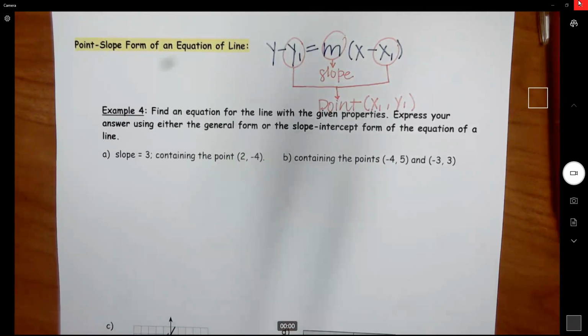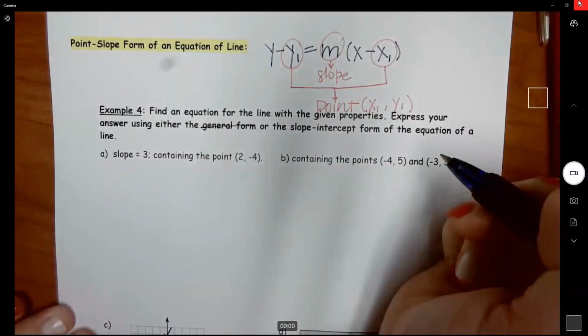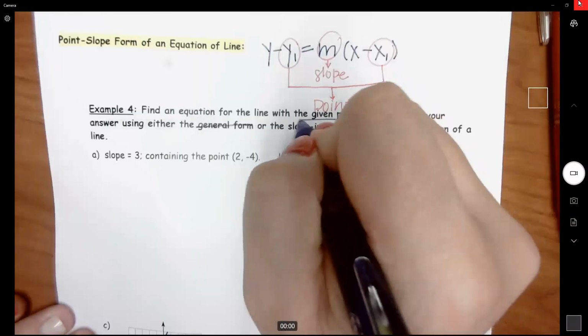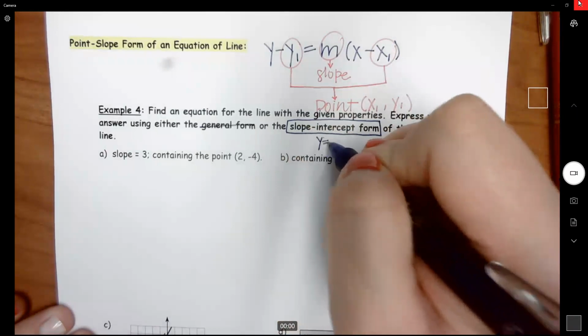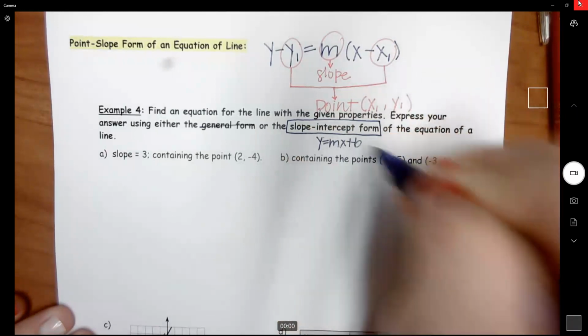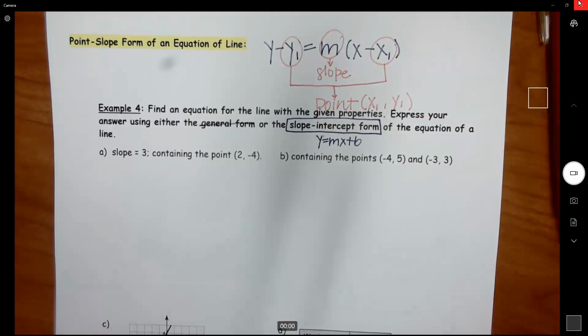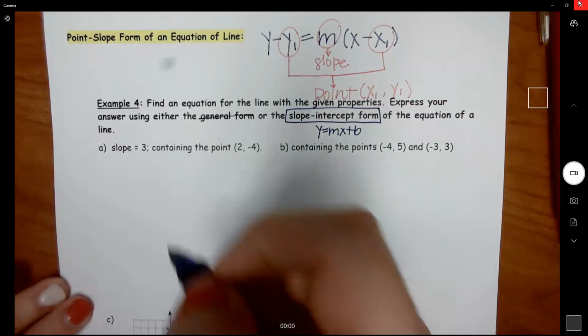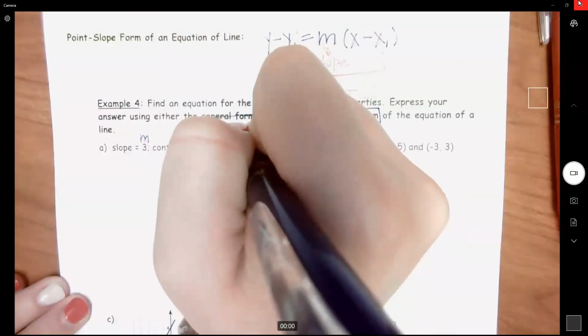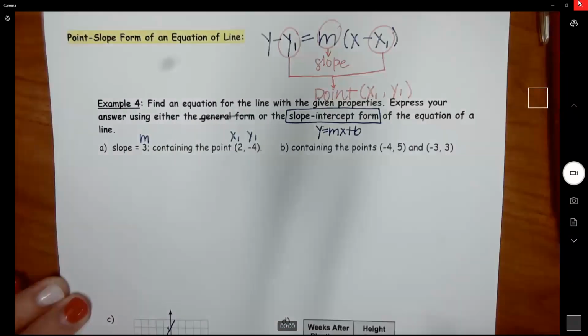So in example 4, find the equation for the line with the given properties. Express your answers in either general form or slope intercept form, which is our y equals mx plus b form, which is what we will be doing, of the equation of a line. So in A, we have a slope of 3 containing the point (2, -4). This is my m. This is my x1, y1.